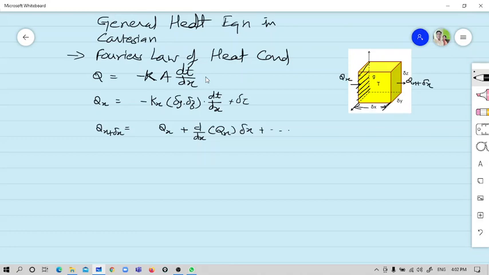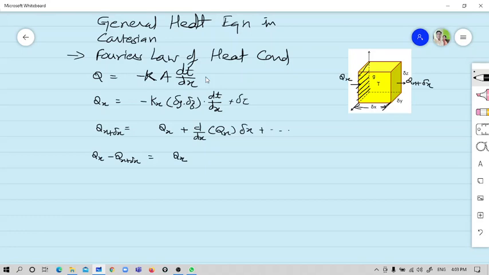Okay. Now, because of this heat transfer along the direction of x, there will be some accumulation of heat in this element, and that accumulation of heat will be given by qx minus qx plus delta x, and that will be equal to this qx.